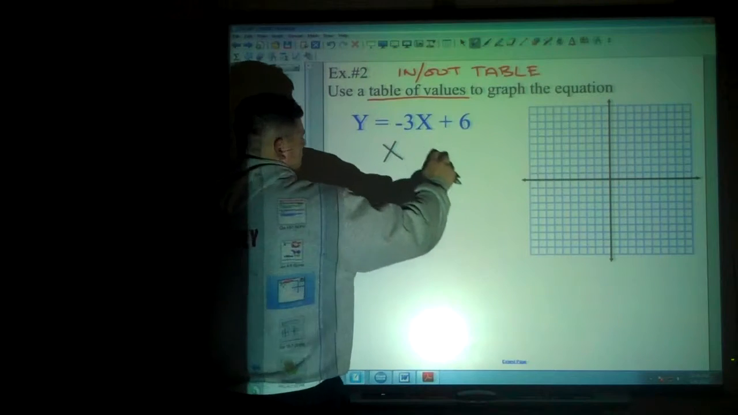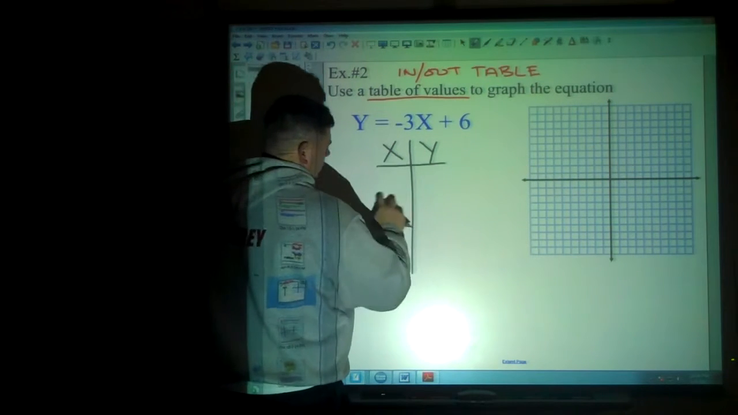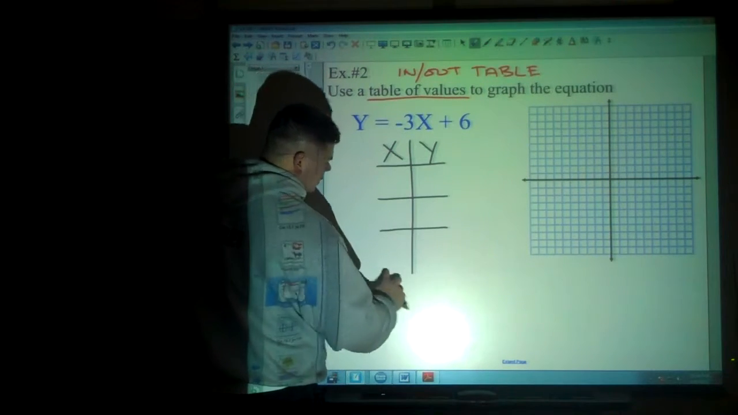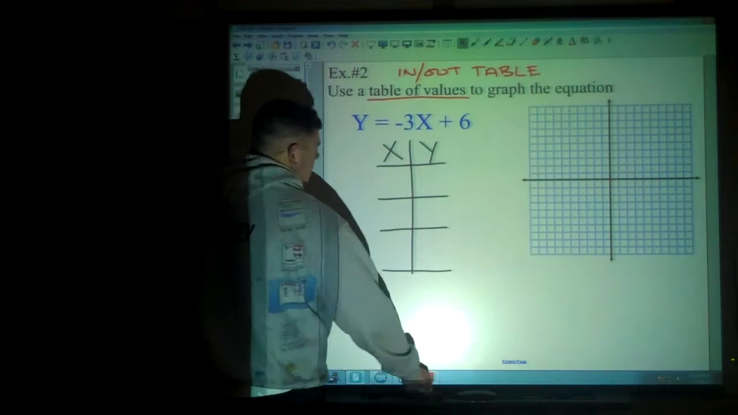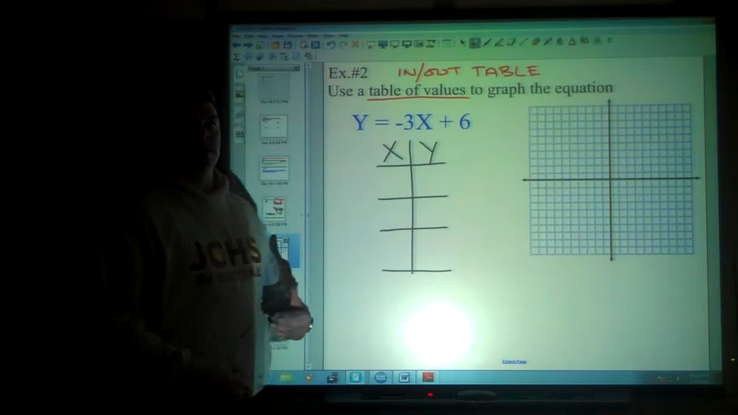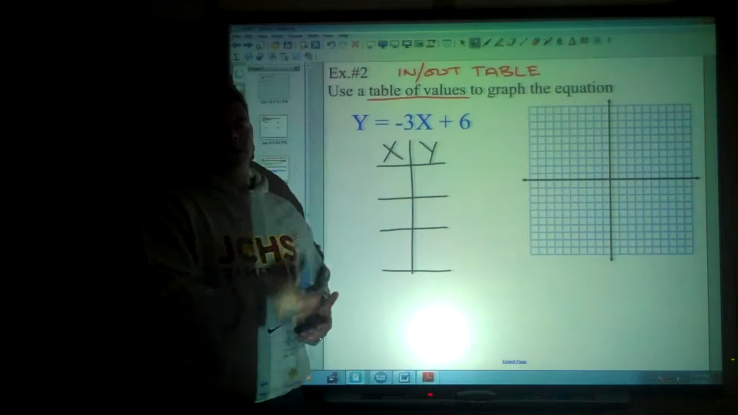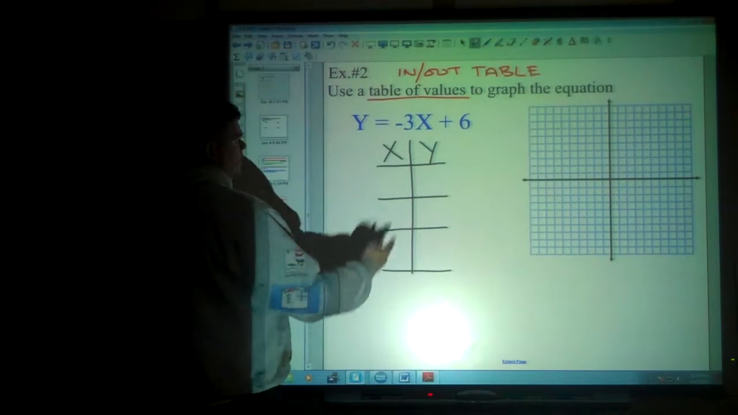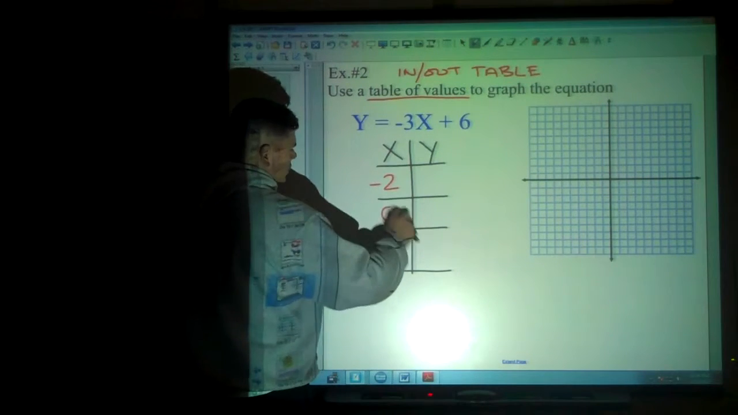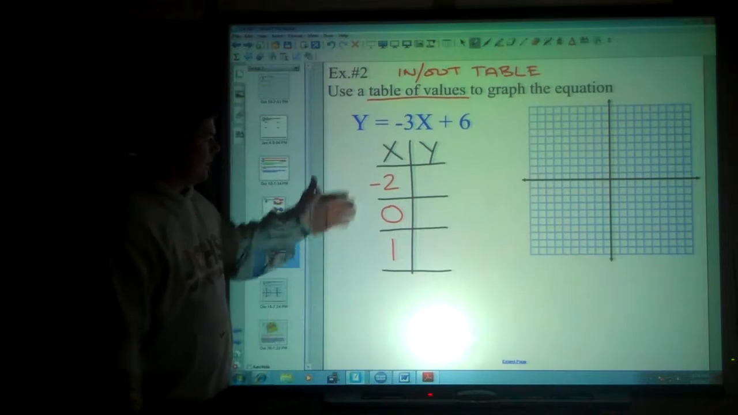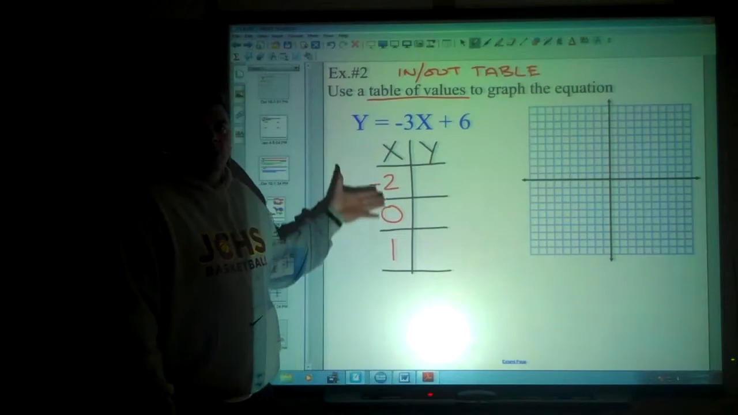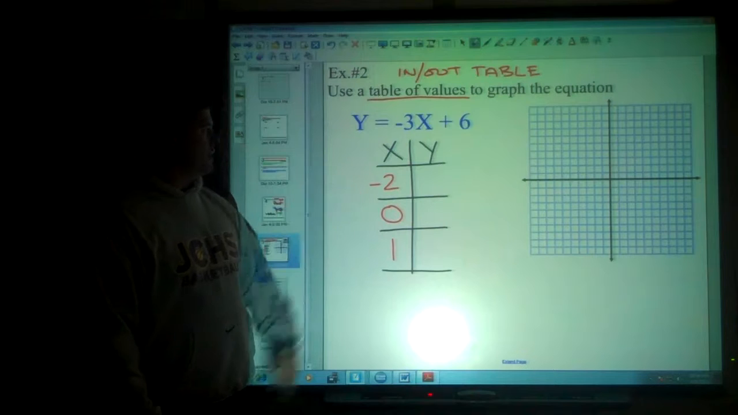We like to choose 3. So there's 1 coordinate, 2 coordinates, and a space for 3 coordinates. Make up any number I want. I just like to pick one that's positive, one that's negative, and a 0. So here's negative 2, 0, and 1. Again, they don't have to be huge. I just want to see how the graph is going to be affected.